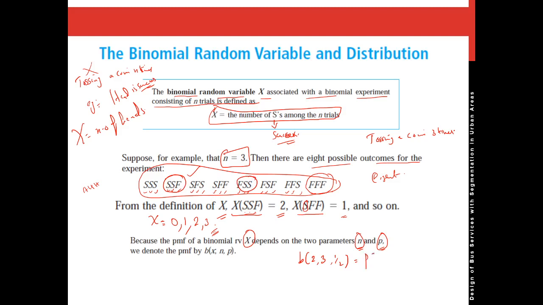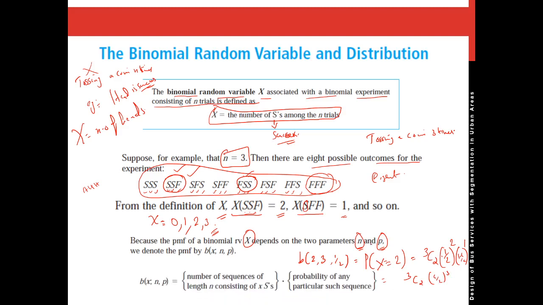So the probability of getting X equal to 2: that means there are two possibilities, this or this. So how many ways will it happen? 3 choose 2 ways. And what I have to get, this probability, is equal to 1 by 2 to the power 2 times 1 minus 1 by 2 to the power 1. So that is 3 choose 2 times 1 by 2 raised.